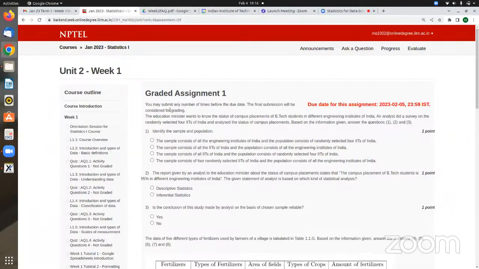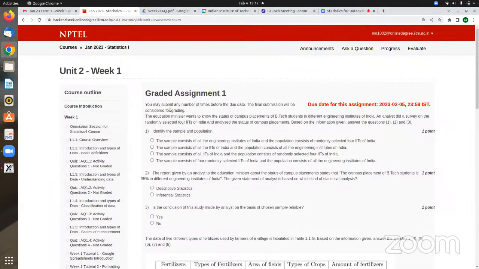What is the population here? All the students of IITs. No, all BTech students. Students of all India, including NITs, all the engineering institutes' students where BTech students are there. And what is the sample here? Only 4 randomly selected IITs.